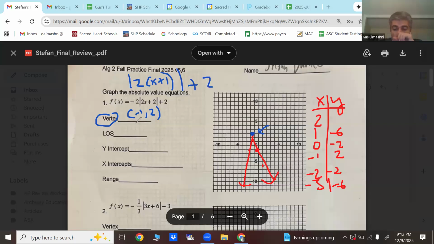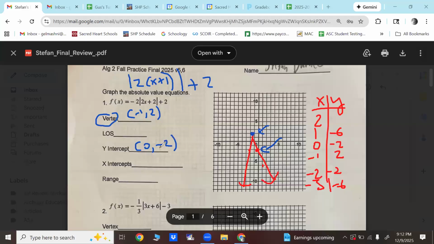Okay, the y-intercept, where's it crossing the y-axis? Wait, can you repeat that? Sorry, you cut out a little bit. Where's it crossing the y-axis? On the y-axis, it crosses at 0. No, no, no. Hold on. Just look at your table. Negative 2, -2. So you want to say zero comma negative two.